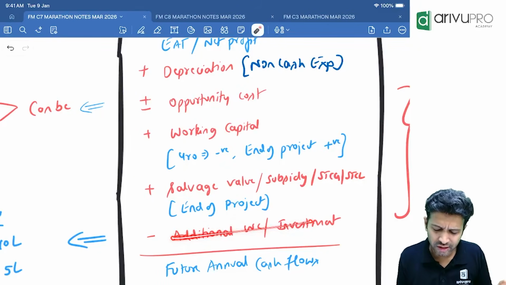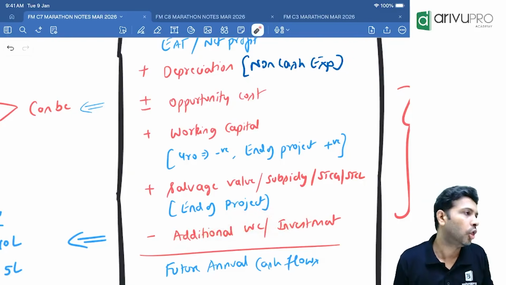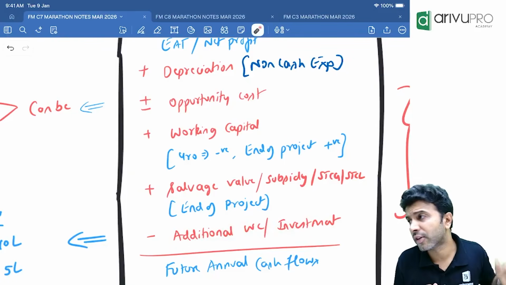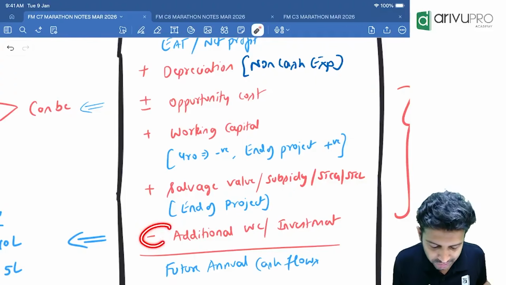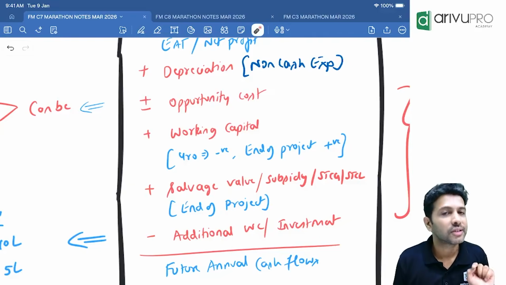These are not that frequent. Some questions will have it, some will not. If you have it, bring it in. Yes, people, additional amount if you are investing means money is coming in or going out? Going out. So positive or negative? Negative. Last is S. S for salvage value.